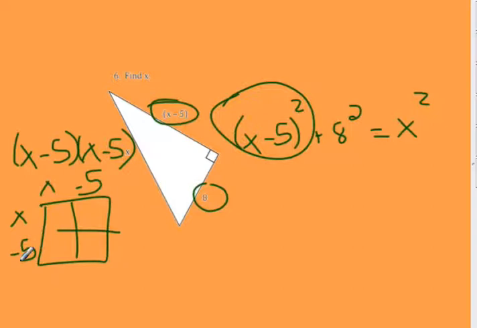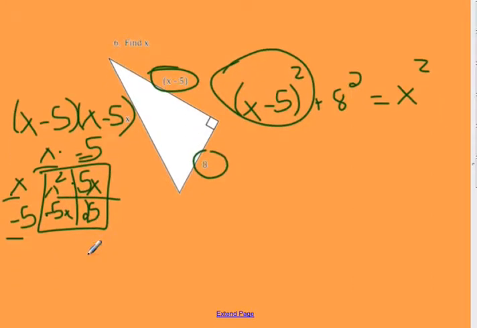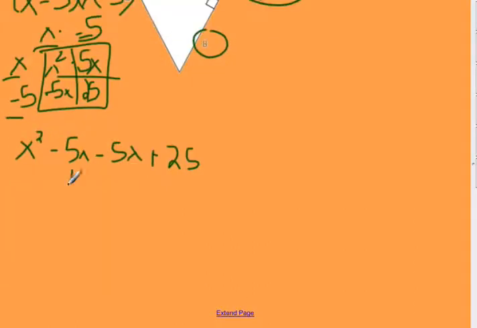So x squared times x, or x times x, is x squared. Negative 5 times x is negative 5x. I hope you guys are having flashbacks to algebra. Negative 5 times x is negative 5x, and negative 5 times negative 5 is 25. So then I get x squared minus 5x plus 25. Well, I add these two together and I get 10x. So I get x squared minus 10x plus 25.